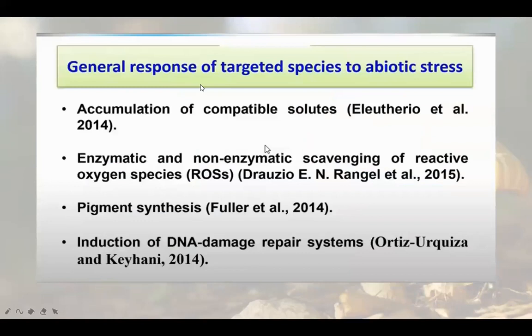Next, how are mushrooms responding to abiotic stress? What are abiotic stresses? It can be temperature, pH, air, carbon dioxide, oxygen concentration, anything. They respond through accumulation of compatible solutes and enzymatic and non-enzymatic mechanisms.